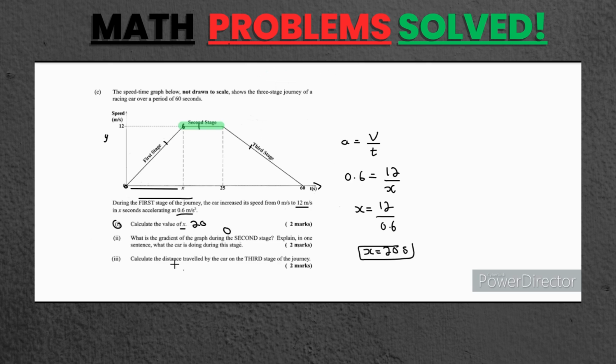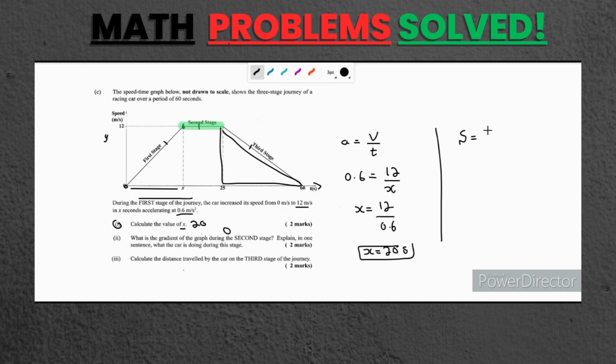And calculate the distance traveled by the car on the third stage of the journey. Here we have to find the distance, right? Because this is a velocity-time graph. So what will be the distance? If we represent the distance by s, then in the third stage you can see a triangle is formed, right? So the area of this triangle will show us the distance covered.